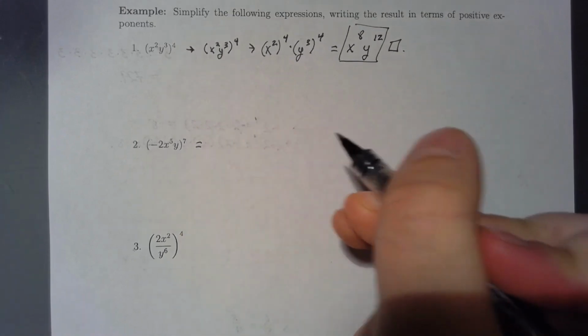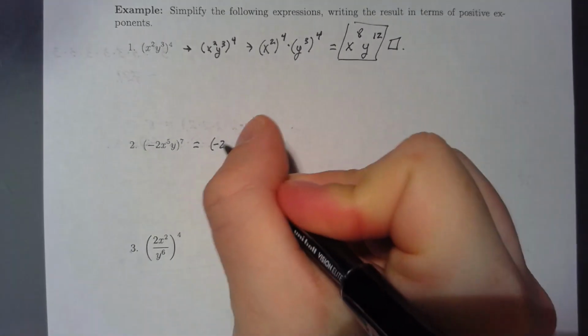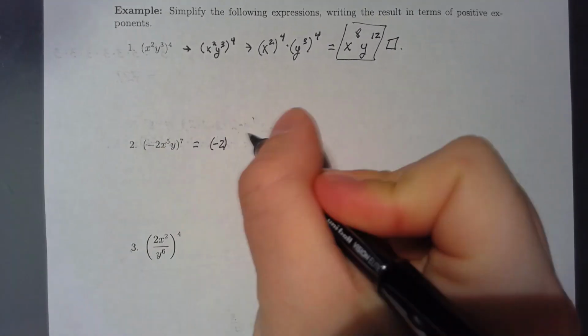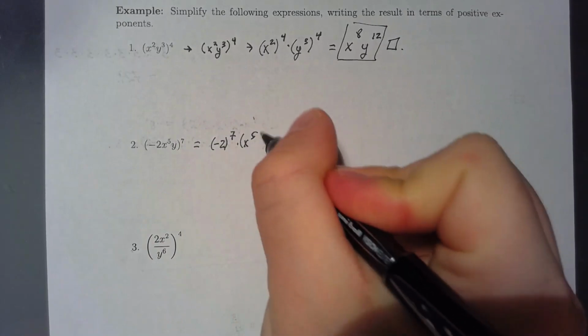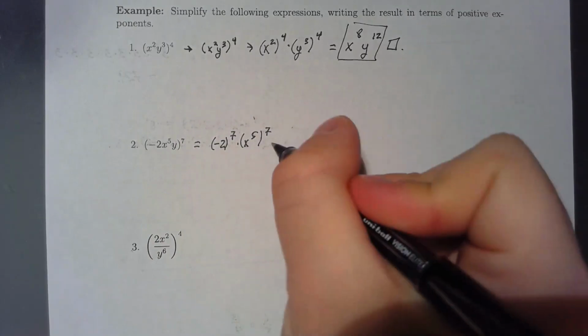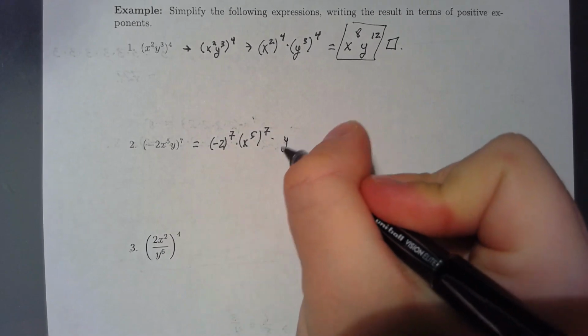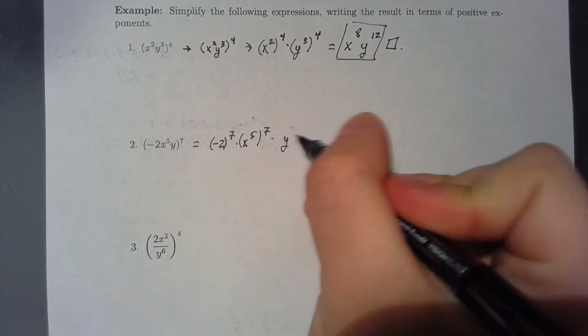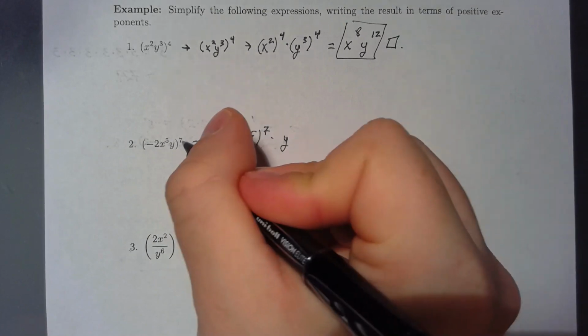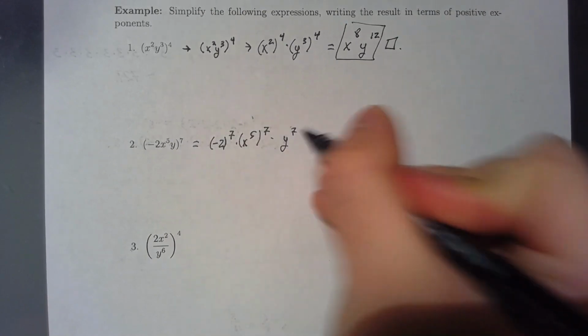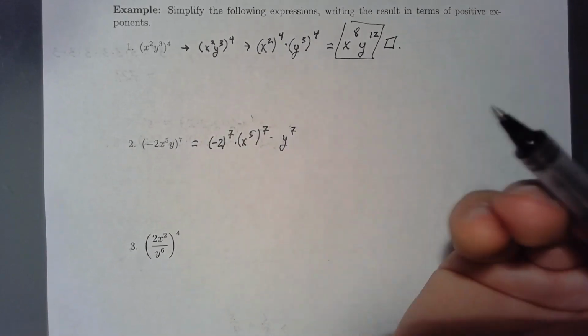So I'm going to write that out. Negative 2 to the seventh power times x to the fifth to the seventh power times y. Now that's y to the first, even though you don't see the power of 1, it's there. But y to the first to the seventh power is just y to the seventh power, because 1 times 7 is obviously 7.